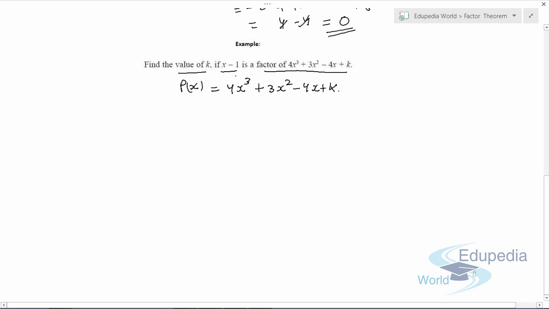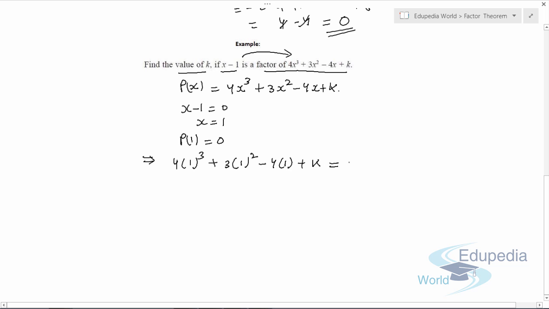Now it is given that x minus 1 is a factor of this polynomial. This means x minus 1 will be equal to 0, so x will be equal to 1. So we have to find the value of p(1), which should be equal to 0. Why? Because x minus 1 is a factor of this polynomial. So p(1) will be 4 into 1 cube plus 3 into 1 square minus 4 into 1 plus k, equal to 0.